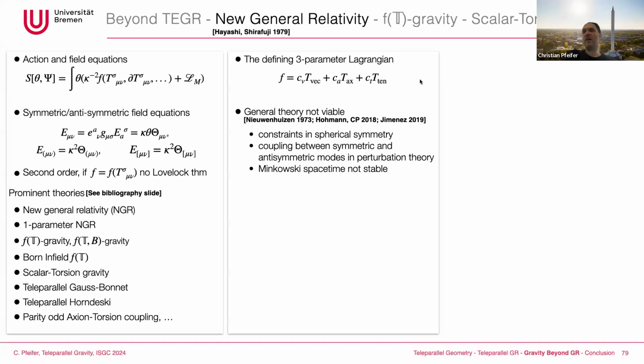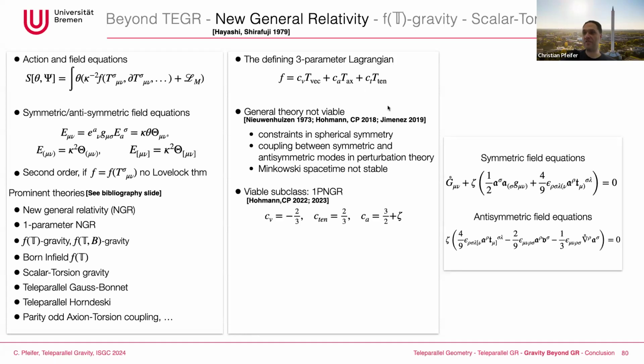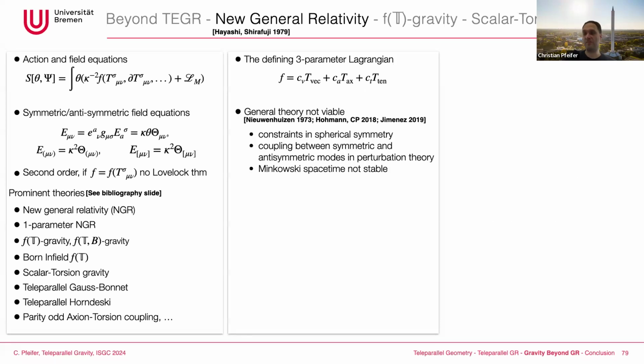This general theory is highly constrained, since already when you calculate perturbative spherically symmetric solutions around general relativity, you find strong constraints. When you study perturbation theory here, symmetric and antisymmetric modes couple, and this always leads to inconsistencies in field theory. Also, perturbations around Minkowski spacetime are not stable. If you perturb Minkowski spacetime, you do not go back to Minkowski spacetime. So this theory in general is mathematically maybe interesting, but physically certainly not viable.